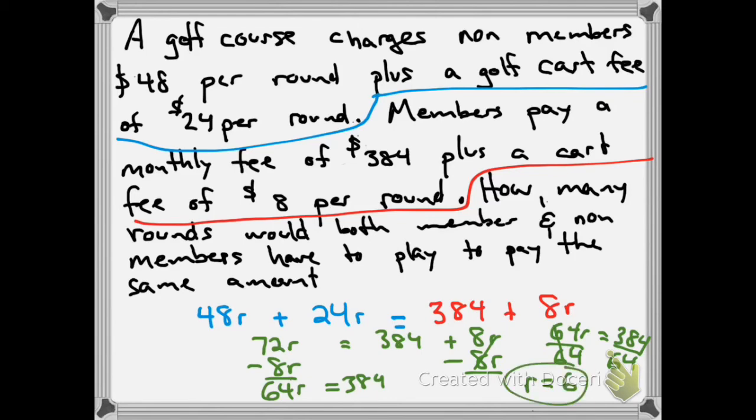So a non-member, if they're going to play more than 6 rounds, is better off just getting the monthly membership and becoming a member.